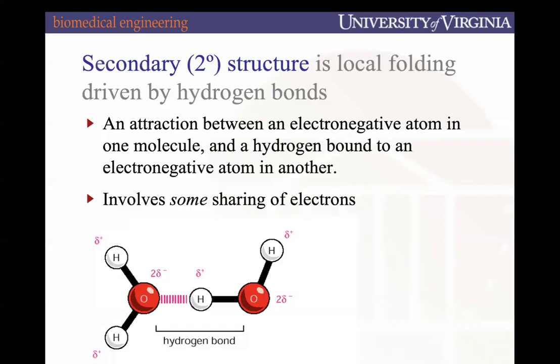So we've talked about primary structure. We've talked about tertiary and quaternary structure. Secondary structure is a quality of these proteins that is determined by folding driven by hydrogen bonds. So these hydrogen bonds are typically going to be an attraction that occurs between some sort of electronegative atom in one molecule and a hydrogen from another, primarily those bound to another electronegative atom. And so it involves some sharing of electrons, but the simplest example of this is water.